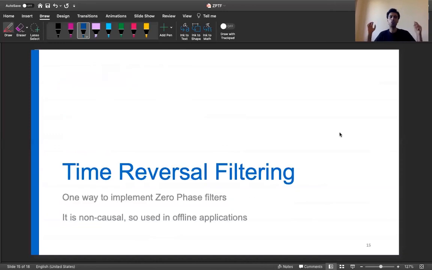So the solution for this is time reversal filtering. That will be the topic of our next video, how we implement zero phase filters in an offline fashion. Means we give away the causality property. We cannot have a real-time filter where y[n] depends only on the past values. So y[n] has to depend on future values. Then we can do this process in the offline mode, and we will see it in the next video.